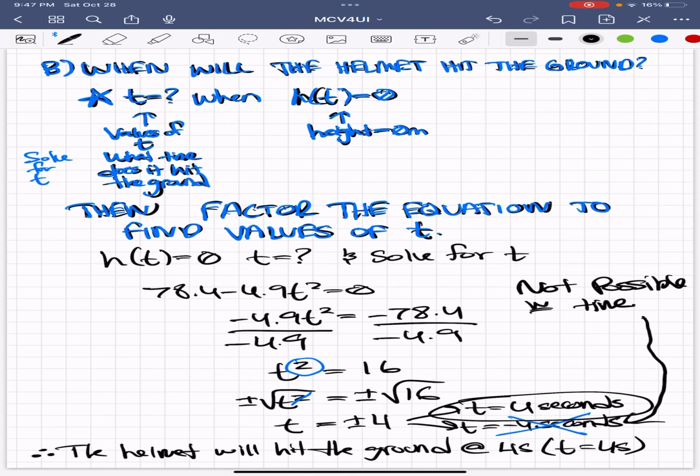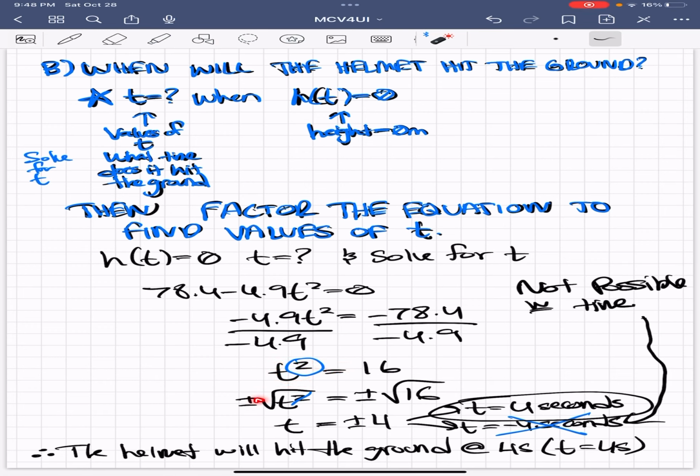We moved the 78.4 to the other side, it became negative 78.4. And then we got rid of the negative 4.9 by dividing, because it was multiplied by t, so we divided it out on either side. And then with this answer, negative 78.4 divided by negative 4.9, we got 16. And then these canceled out, so we got t squared equals 16.